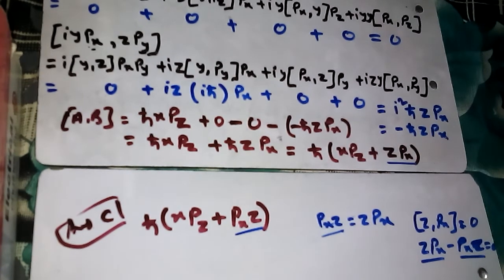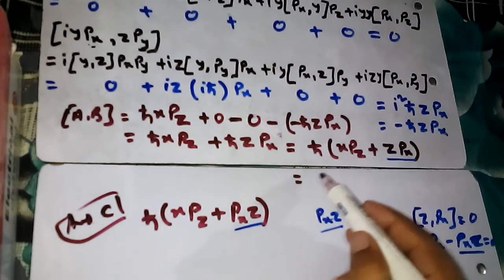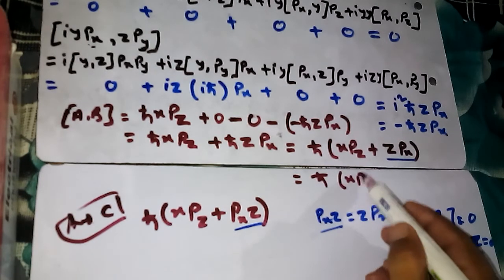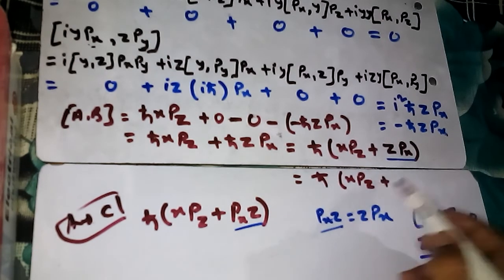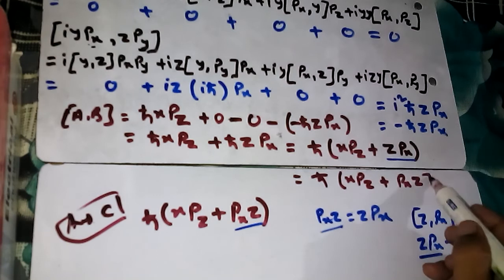So hope you understood. So we can write here, the answer is h cut into (x pz plus pxz).